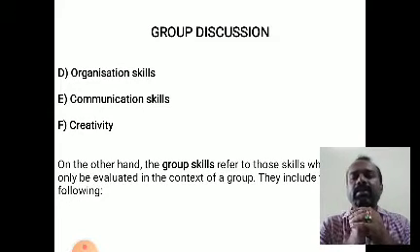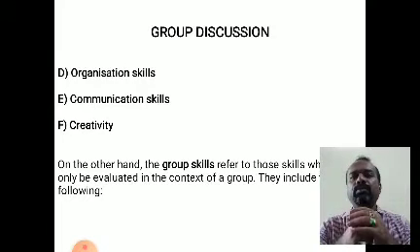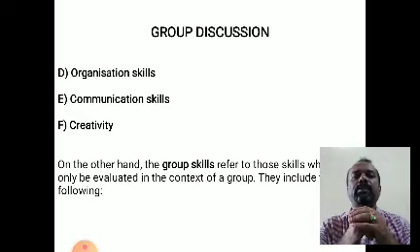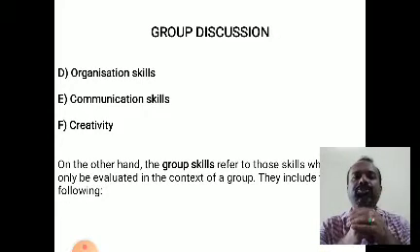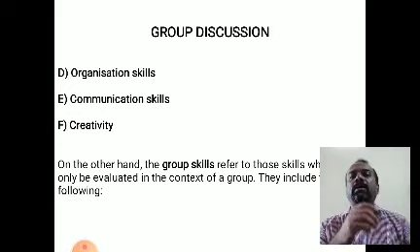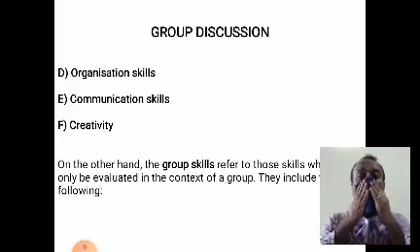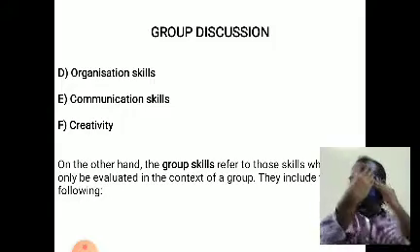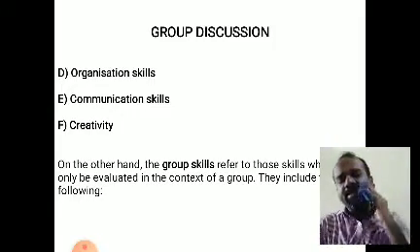The last criterion of that group discussion is all about creativity. Are you able to bring to the table a novel perspective on that topic? Can you look at the problem differently from the 10 other participants and suggest a path-breaking solution? That is also one of the finest questions in evaluating group discussion.